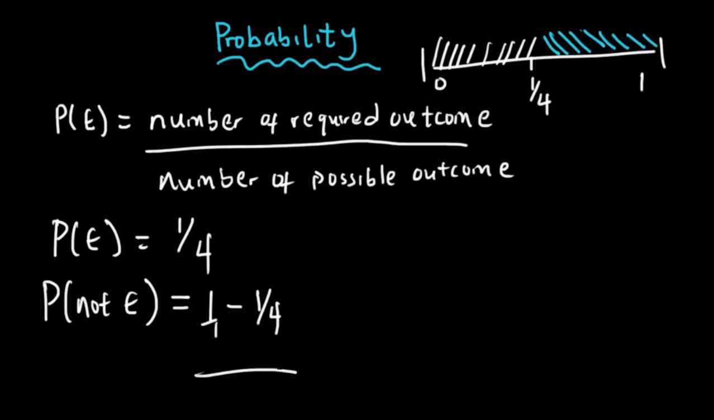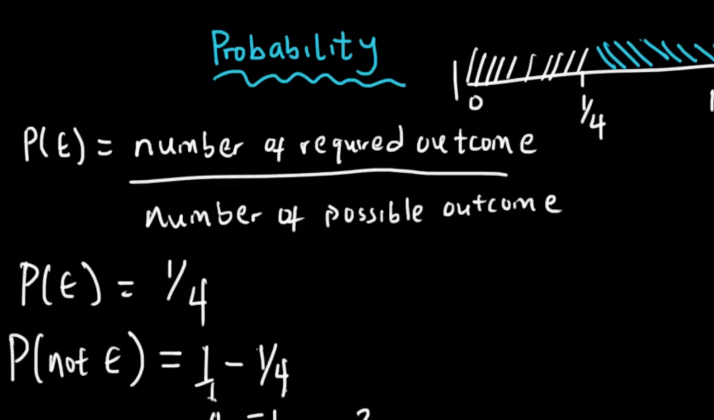To find this part, all you need to do is 1 minus 1 over 4. You find the LCM. LCM of 1 and 4 is 4. 4 divided by 1 is 4. 4 times 1 is 4. 4 divided by 4 is 1. 1 times 1 is 1. So I have 4 minus 1 all over 4. 4 minus 1 is 3. So I have 3 all over 4.